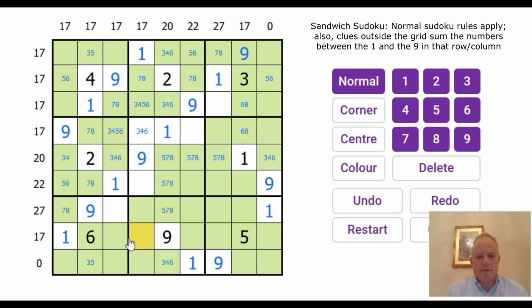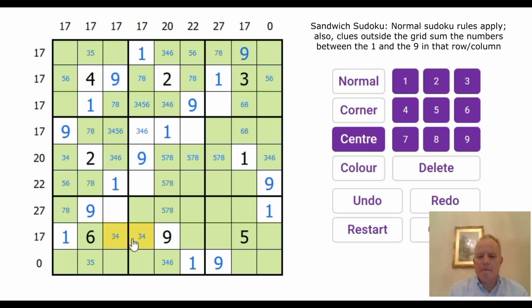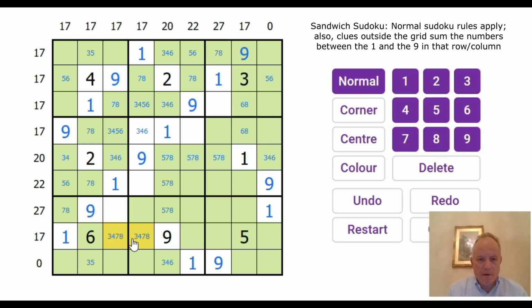Again, still struggling with these two. I wish I could put in something. I mean, we know that they have to be 3, 8 or 7, 4, but we don't know which way around that is. Oh my goodness. Okay, I'm so sorry.